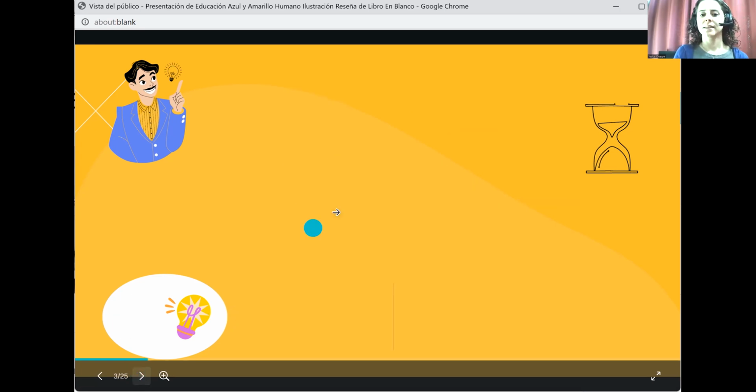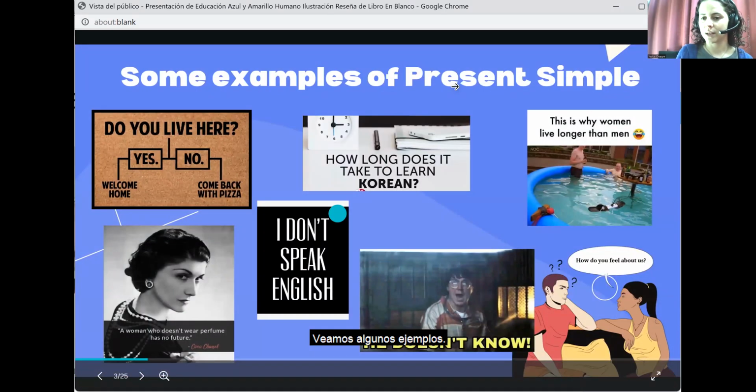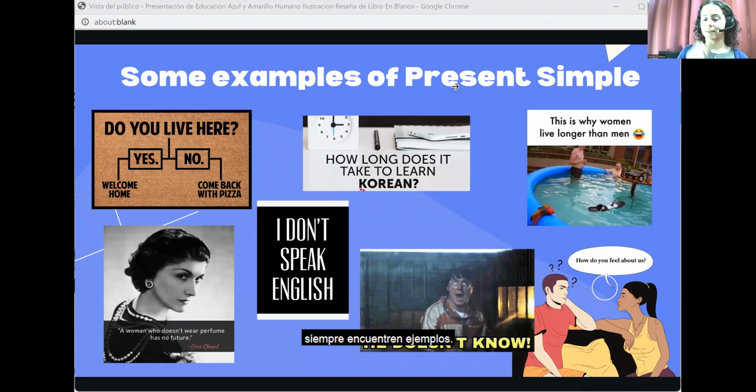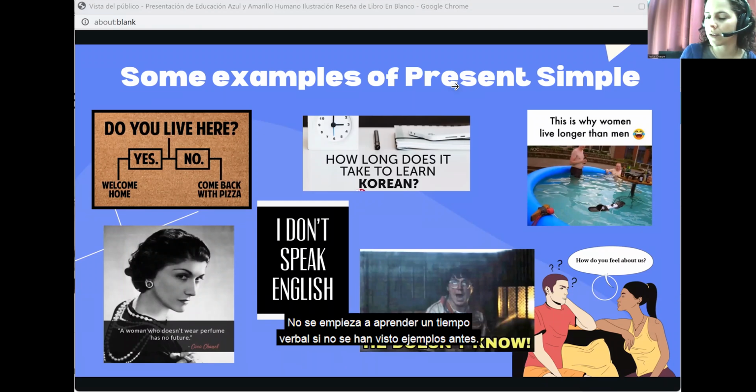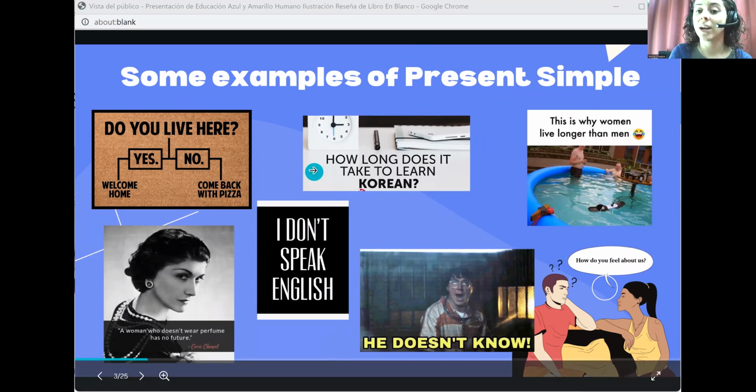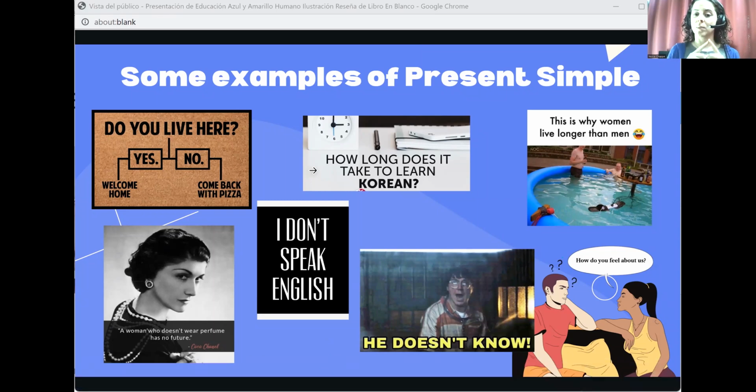So let's see. Let's have a look at some examples of present simple. Well, this is one of the most important things you need to do. Always find examples. Okay, you don't start learning a verbal tense if you haven't seen examples first. We have a question. Do you live here? We have another question. How do you feel about me? We have another here. How long does it take? ¿Cuánto tiempo toma to learn Korean?